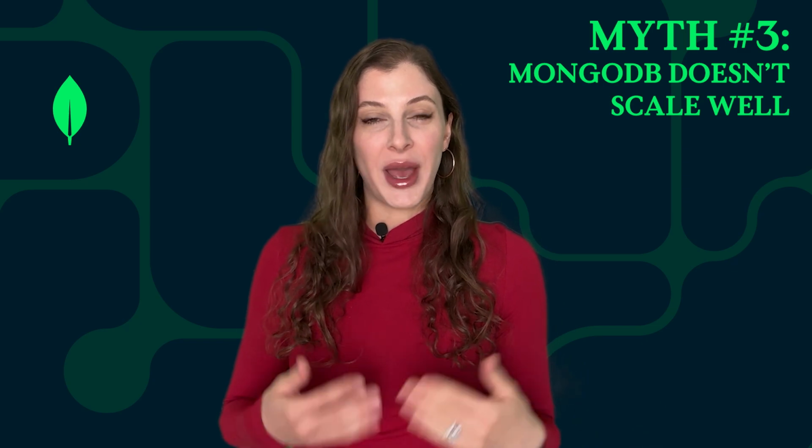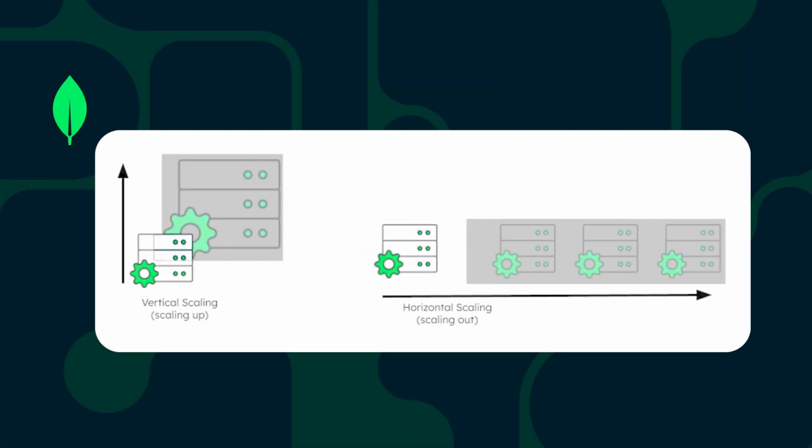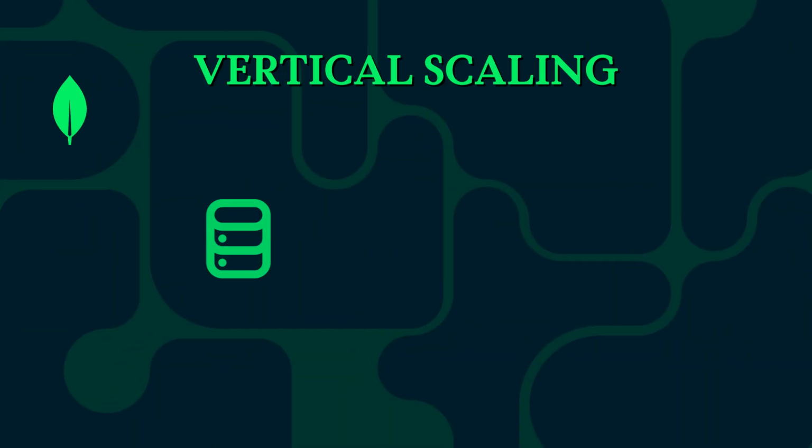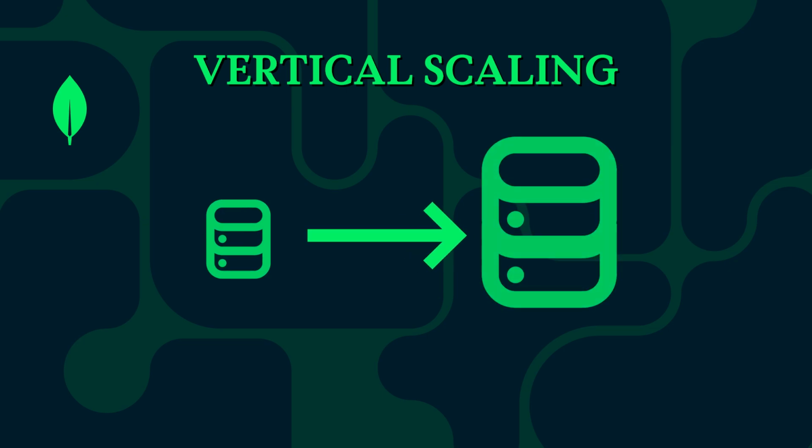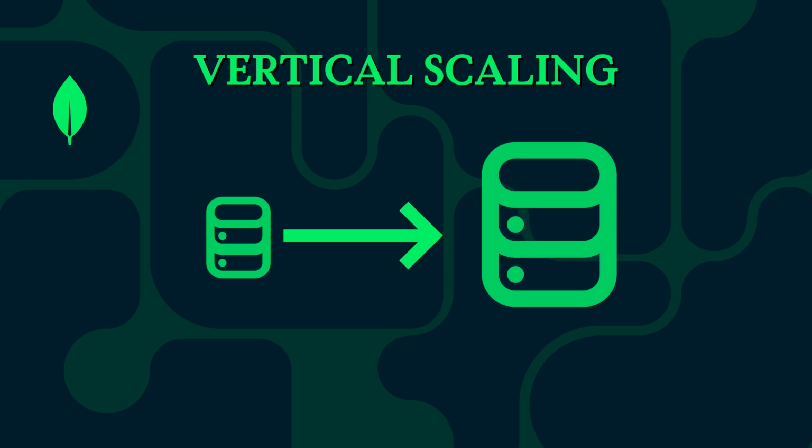Myth number 3, MongoDB doesn't scale well. Some developers worry that MongoDB won't be able to adequately scale with their data, but both horizontal and vertical scaling are supported. It's as easy as setting the right configuration. Vertical scaling means you configure a cluster tier, and within a tier, you can scale even further. Vertical scaling supports cluster auto-scaling, which is based on cluster usage. This is a very straightforward approach, but it has its limits since you can only scale a single tier so much. That's why vertical scaling is a great fit for smaller applications.